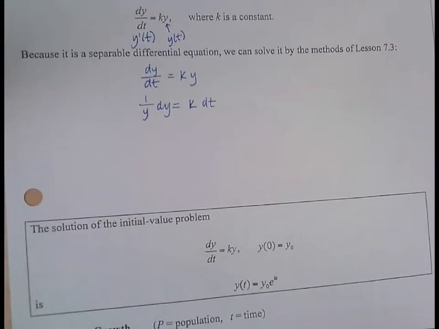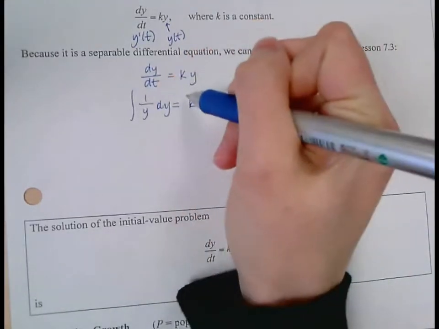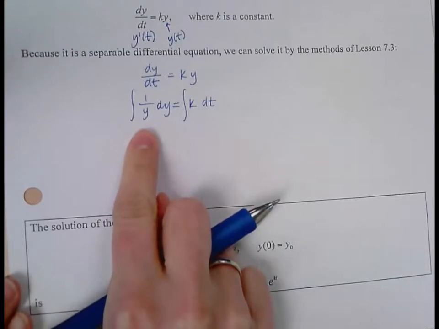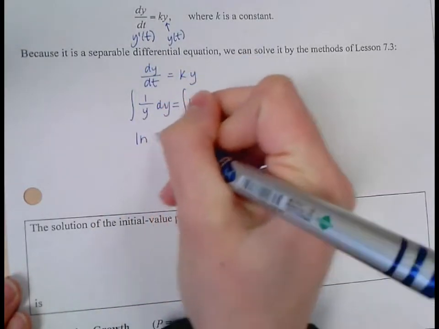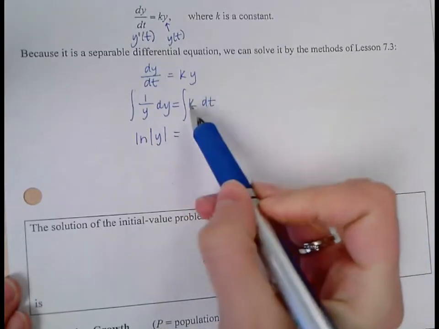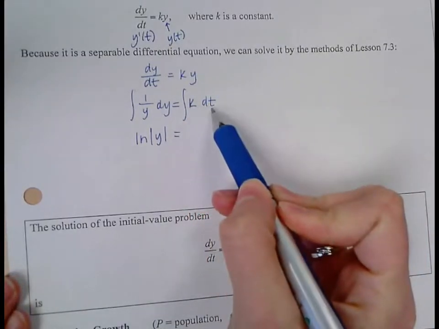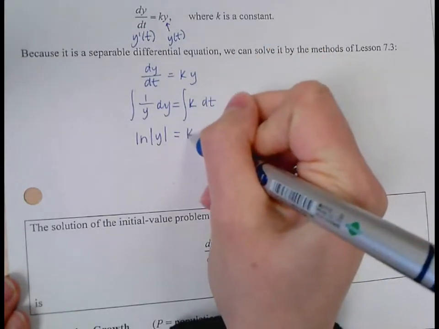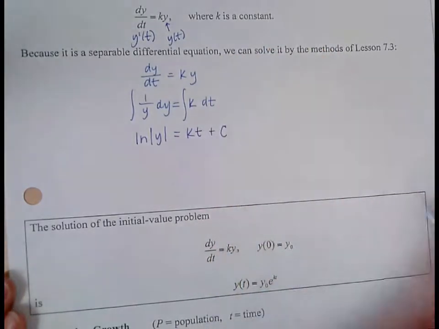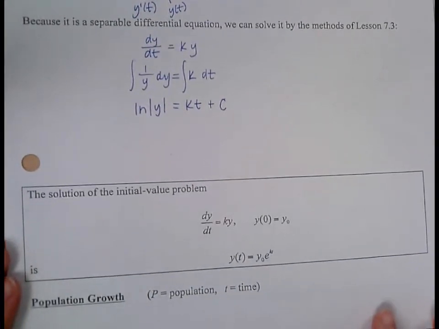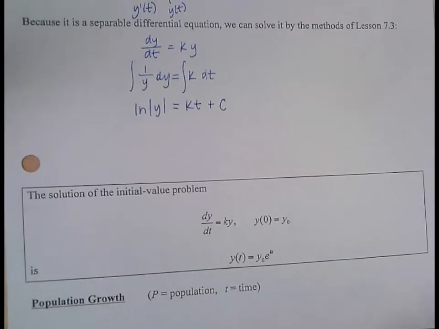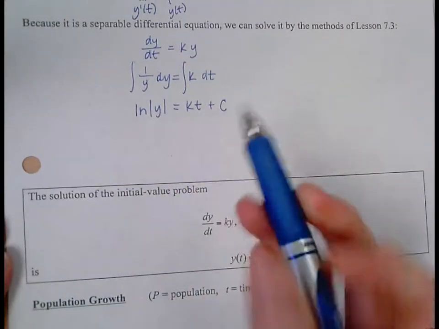So separate your variables. That can look different with different problems. After you separate the variables, what do you do? Take the integral of each side, integrate each side. So natural log of the absolute value of y equals the antiderivative of k with respect to t, kt. And then you need a plus c. And then you what? Yep, so then solve for y if you can. We can in this case.